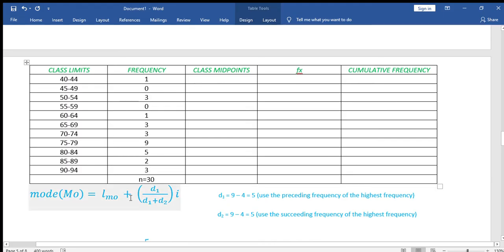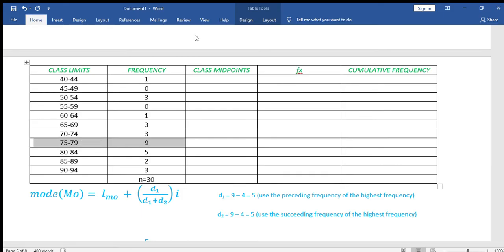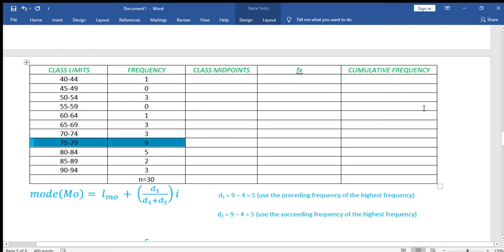To find out your L sub MO, you are going to consider the class limit wherein it contains the highest frequency. What class limit contains the highest frequency? Based on our example, the highest frequency is 9, right? It's 9. Therefore, your modal class is 75 to 79. Okay? We can find your mode along 75 to 79.